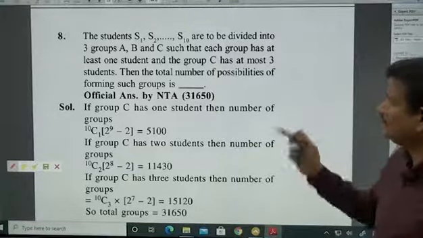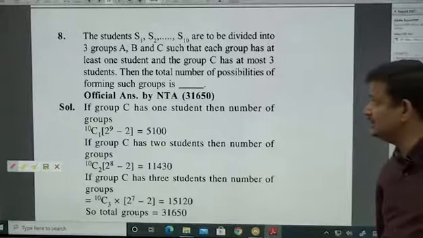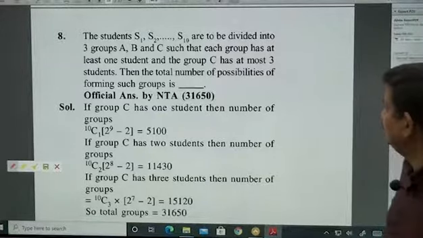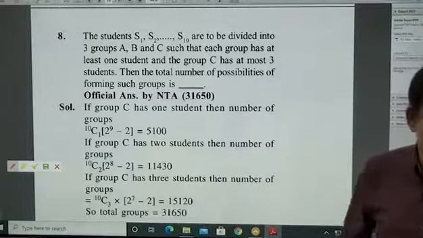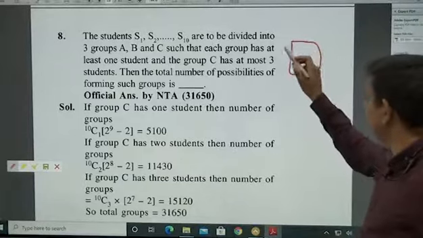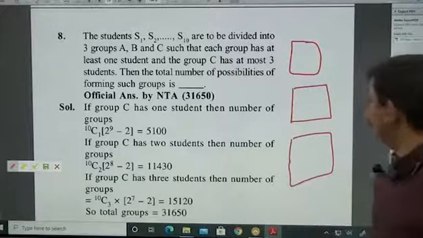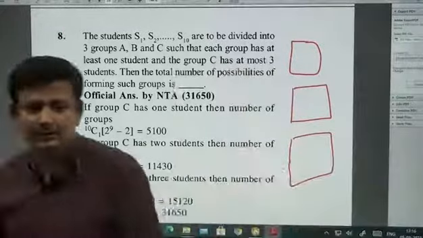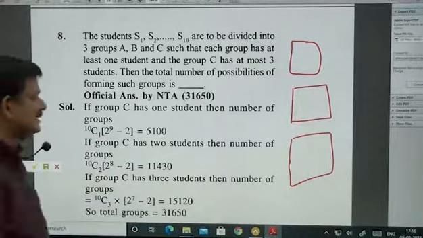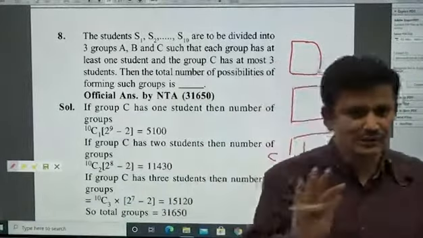I have to divide them into 3 groups such that each group has at least 1 student and C has at most 3 students. This question can be done with the inclusion exclusion principle, but it will be a little tough to visualize maybe. So let me split that into cases. What are the cases? C may have 1 child with it, 2 children, or 3 children. So these are the only 3 cases.